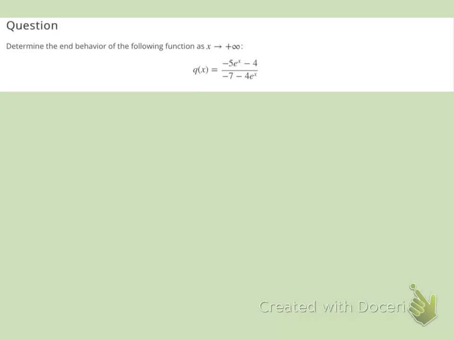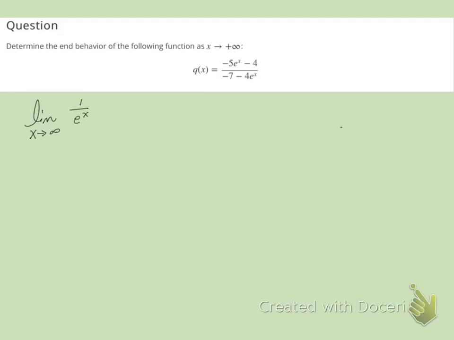For this practice problem, we want to find the end behavior of the following function as x approaches positive infinity. And I want you to notice that we don't have any x to a power. We have an e to the x. So let's just talk about the limit as x approaches positive infinity of 1 over e to the x.